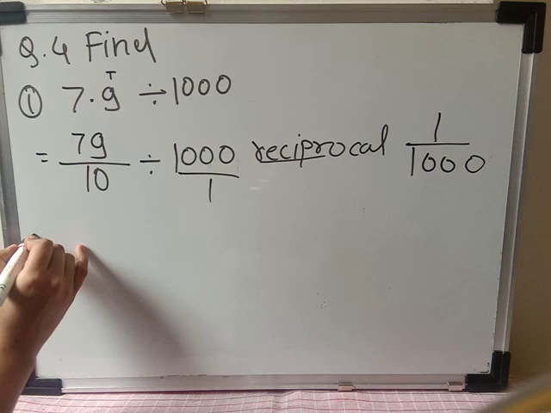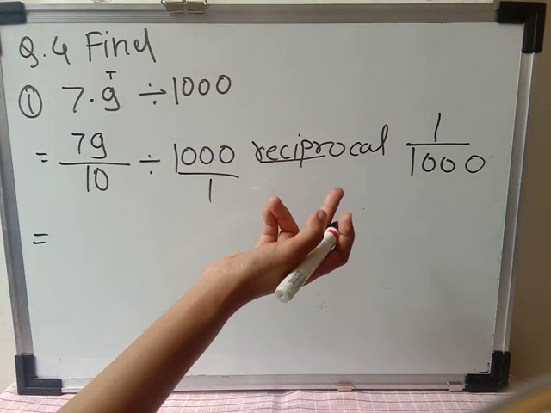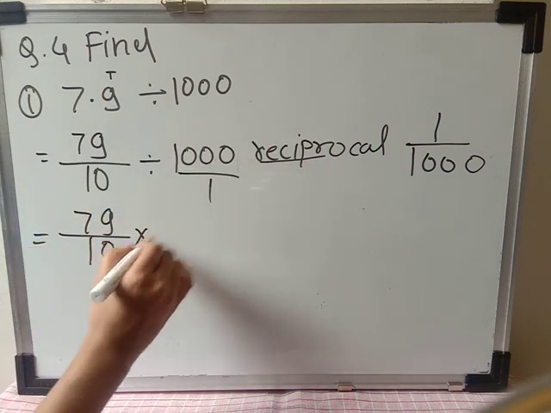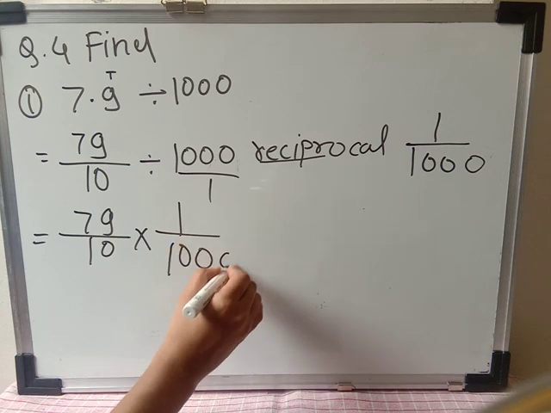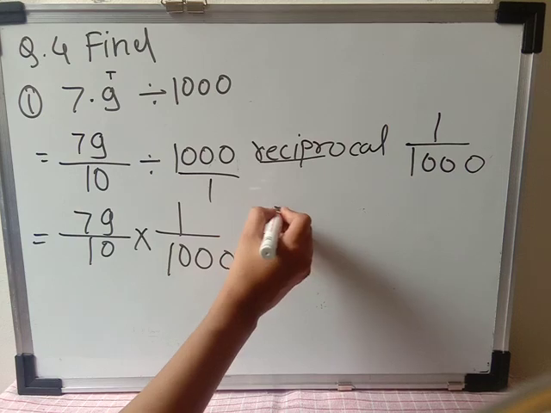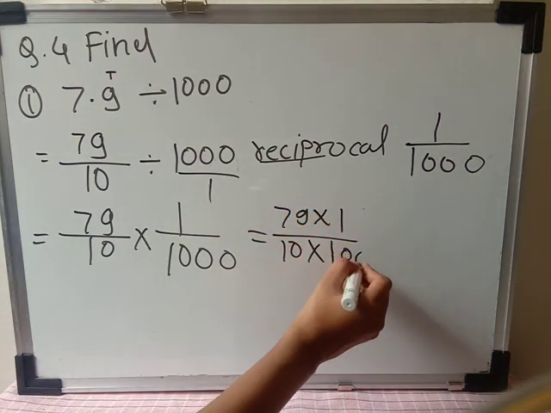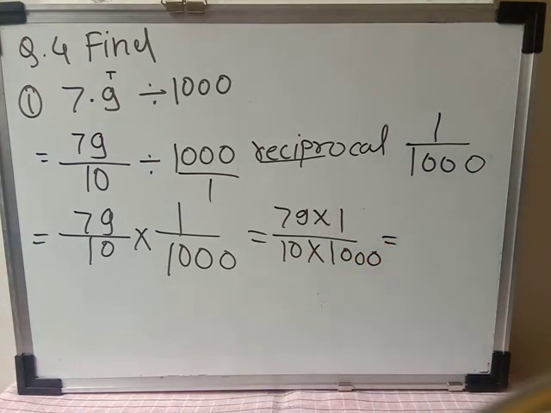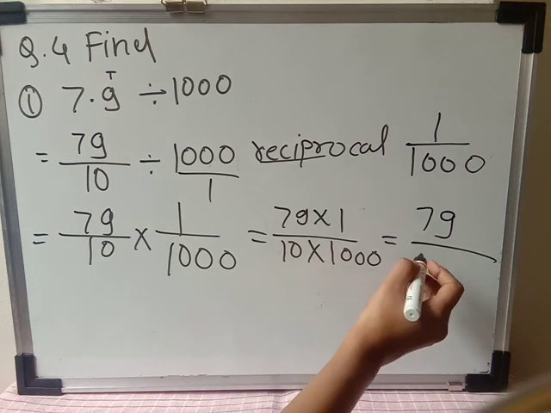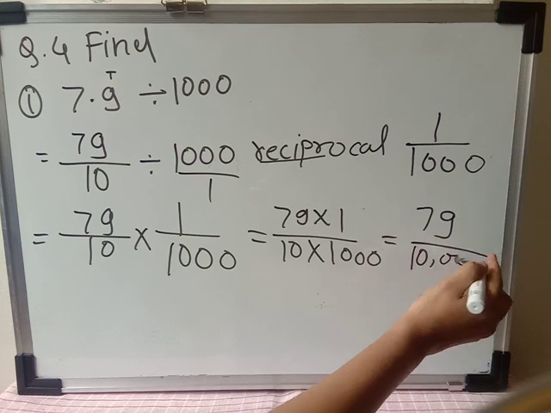Okay, so here we have taken the reciprocal. It means we have to change the sign, that division, and the division will become multiplication. So 79 upon 10 multiplied by 1 upon 1000. Okay, so here nothing is there which is directly divisible, so just multiply the numerator with the numerator, and denominator with the denominator. Okay, so here you will get the answer, that is 79 ones are 79, and 10 into 1000 is 10,000.